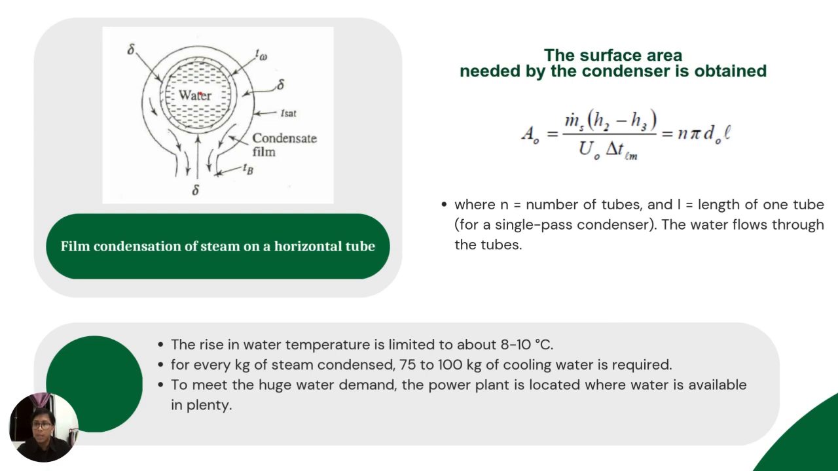The equation assumes a single pass condenser where water flows through the tube only once. In the two-pass condenser, the water is made to pass through the tube bundle twice, increasing the heat transfer area. The number of tubes is N and the length of each tube is L. These are factors that influence the overall surface area of the condenser.